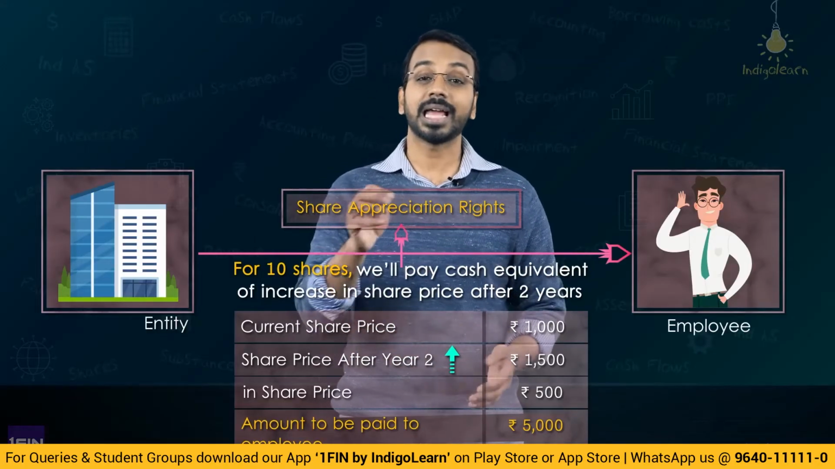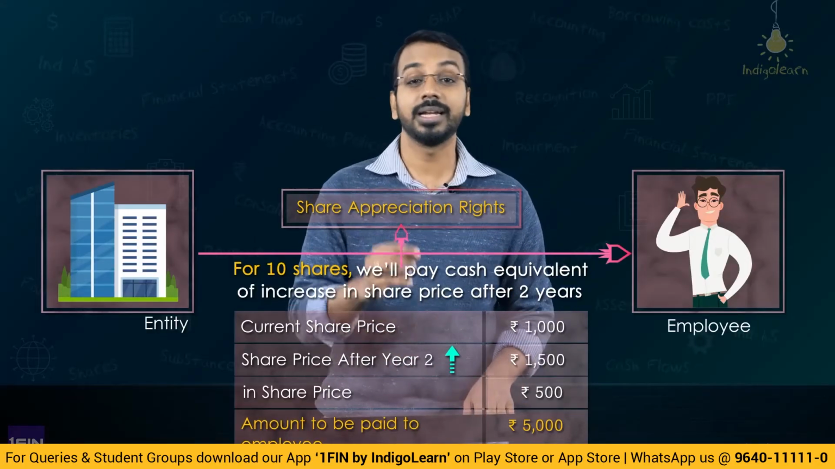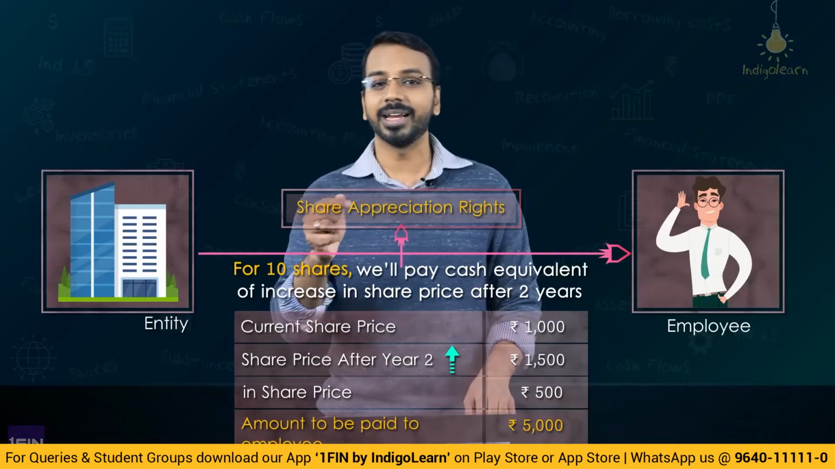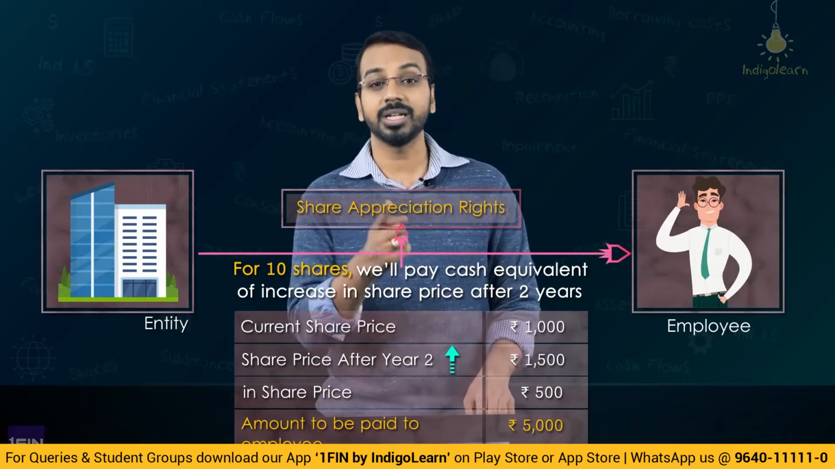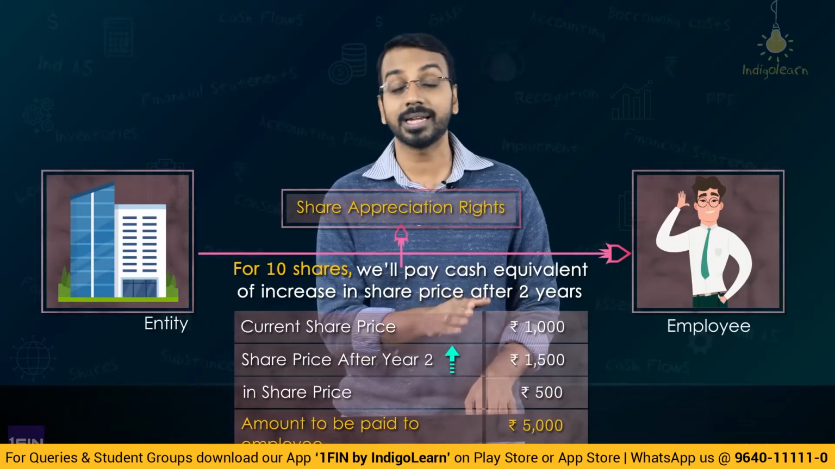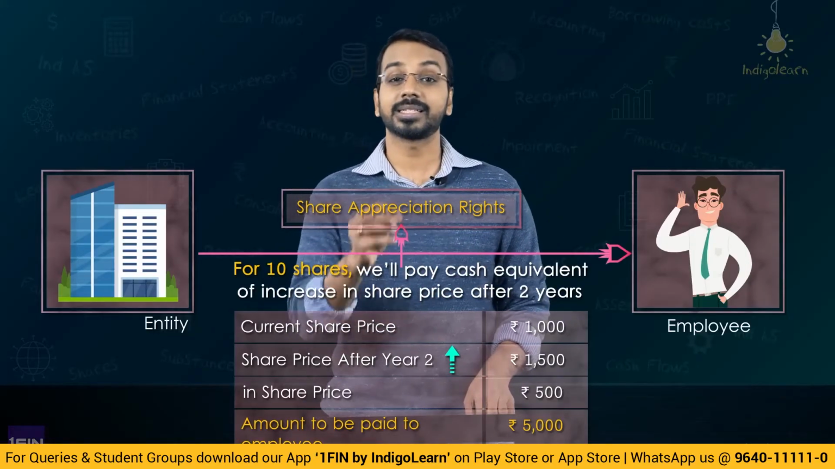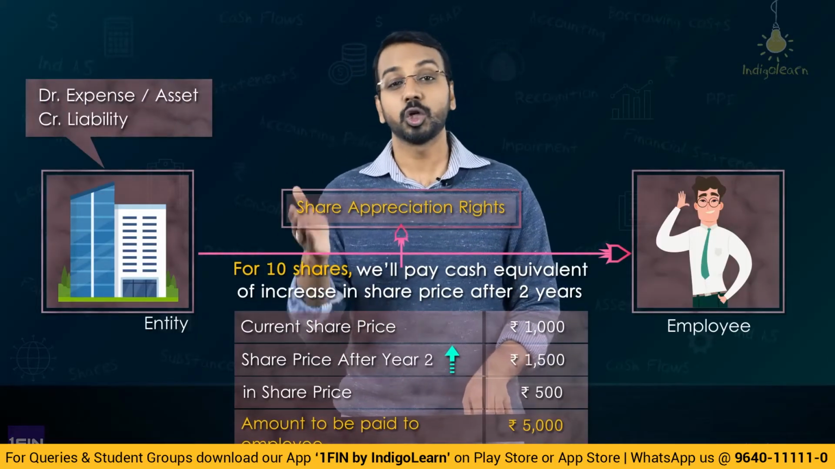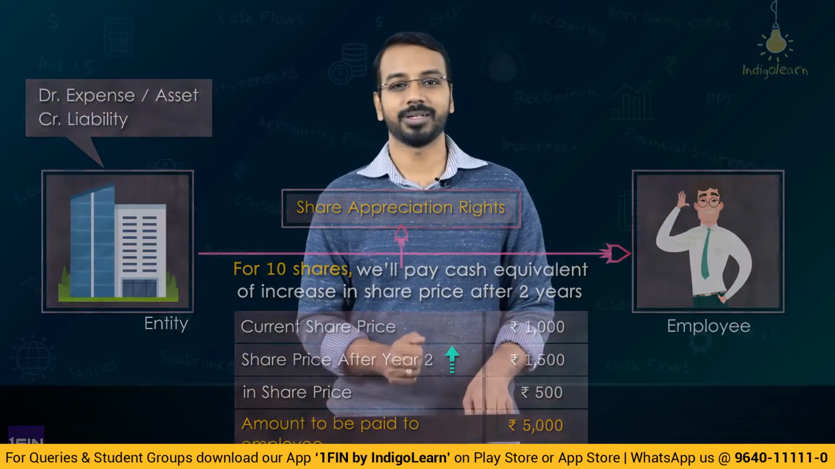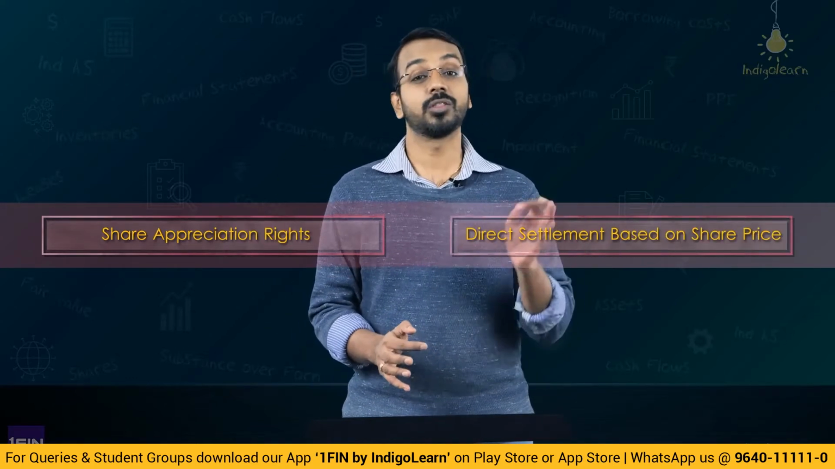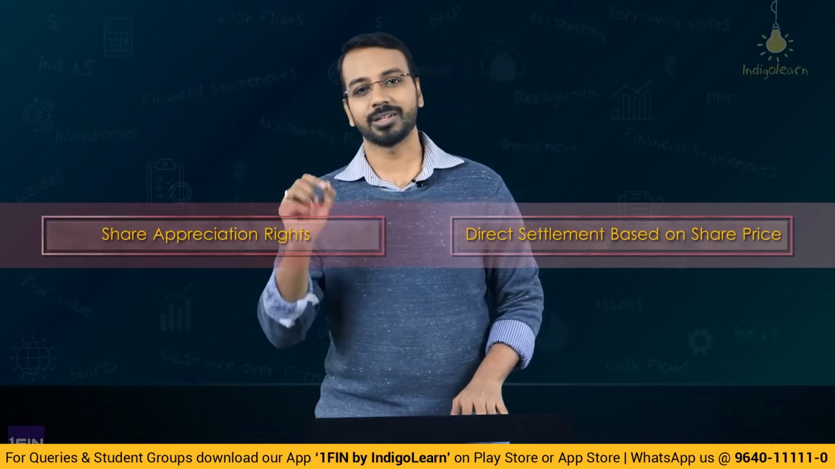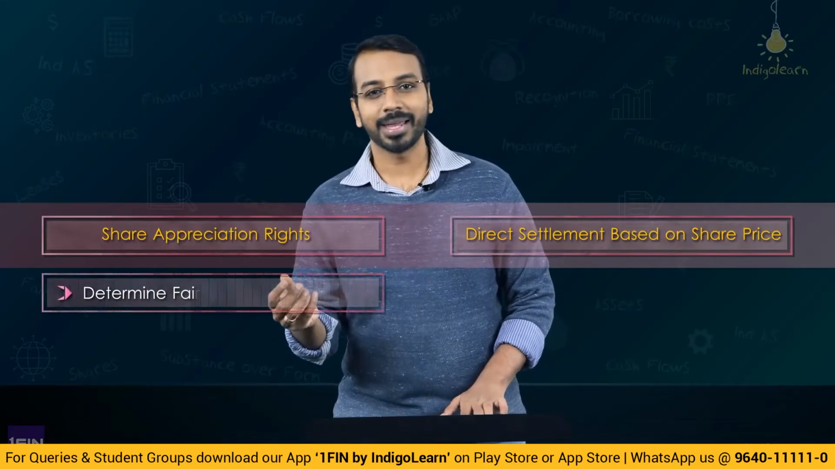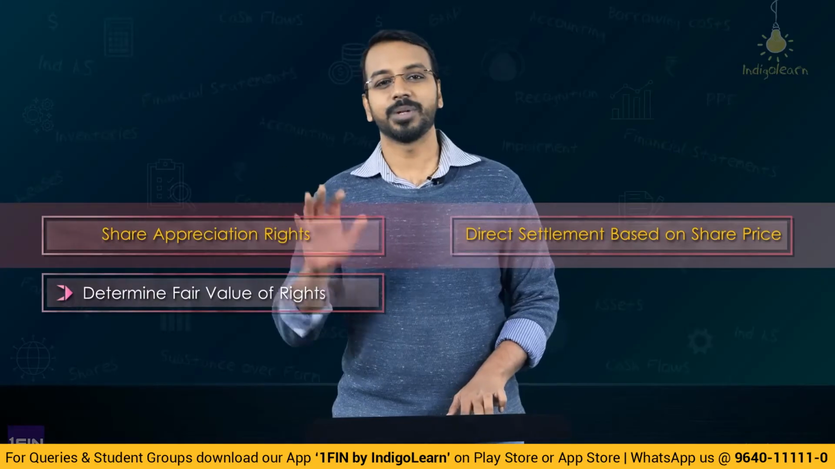So, even here there is a cash settled transaction, and for this the entity will recognize an expense and create a liability. In equity settled transaction, the entity recognizes an expense or an asset and correspondingly recognizes an amount in equity. For cash settled transaction, expenses or asset account is debited to the liability account. Now, here we have discussed two things. One is a share appreciation right, and another one is a direct settlement based on the share price. Whenever we have share appreciation rights, we need to determine the fair value of these share appreciation rights.